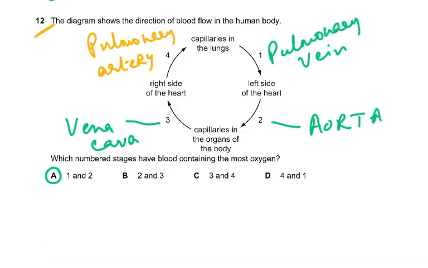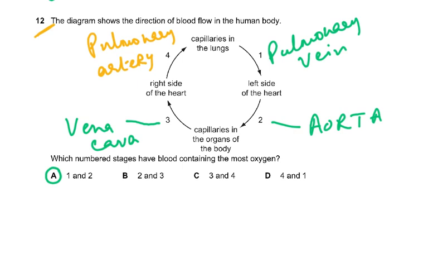Question number 12. The diagram shows the direction of blood flow in the human body. Please remember, whenever you see this question, you should do this sort of labeling, which I am doing on the paper. You are allowed to do this. It's rough work on the paper because your papers stay here. It's only your answer sheet which goes back to Cambridge. So always write on it.